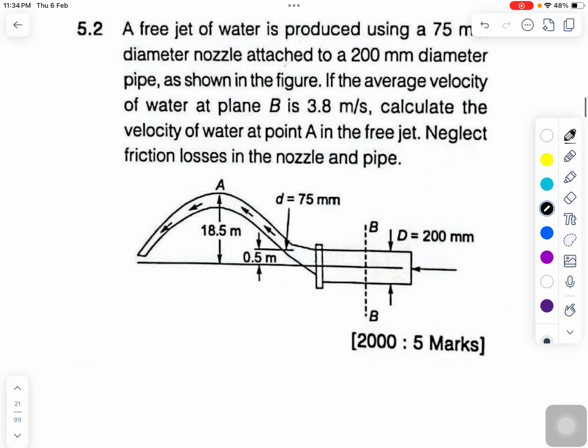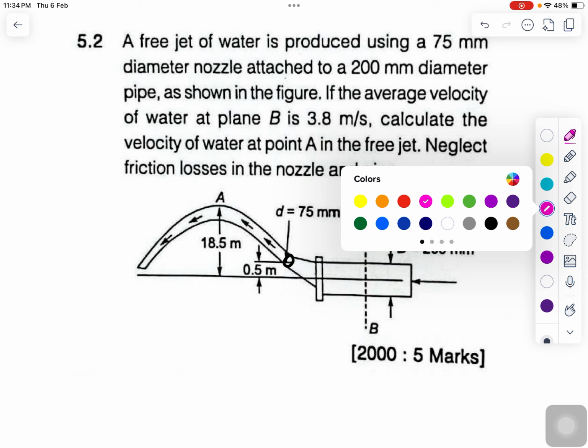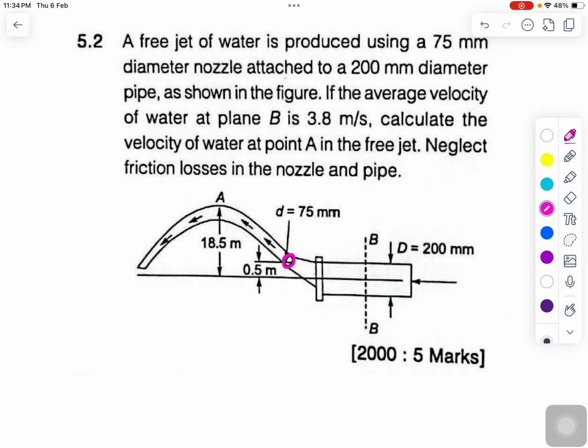Moving towards the next question, this is also a very important question asked in GATE 2000 having 5 marks. So definitely you are going to learn lots of concepts from this particular question. You can see a free jet of water is produced using a 75 millimeter diameter nozzle. So here this nozzle is there and the diameter of this nozzle is 75 millimeter, and it is attached to a pipe of 200 millimeter diameter. So here this nozzle is attached with the pipe having a diameter of 200 millimeter, as shown in the figure.